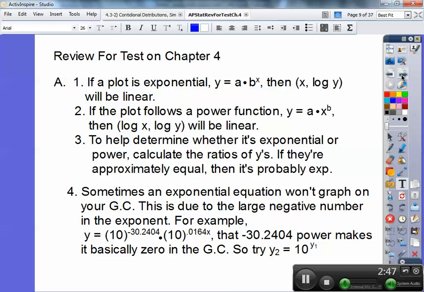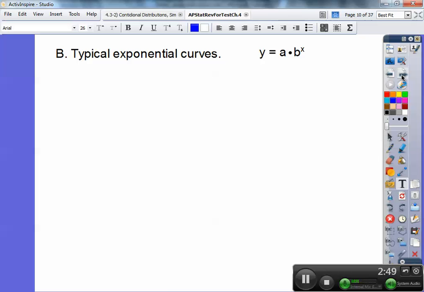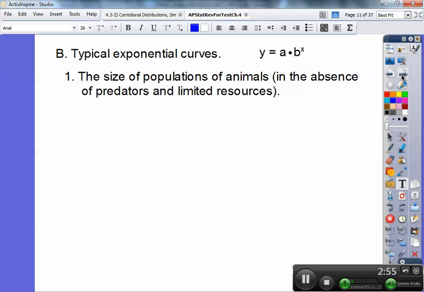Okay. All right, so typical exponential curves, in this y equals a times b to the x power, are the size of populations of animals as they grow and grow and grow, obviously in the absence of predators or limited resources. Those are typical exponentials. Money invested at a constant rate, like that example I showed you, the power of compound interest. You guys need to start saving money, by the way, right away. Make yourself wealthy when you get older.